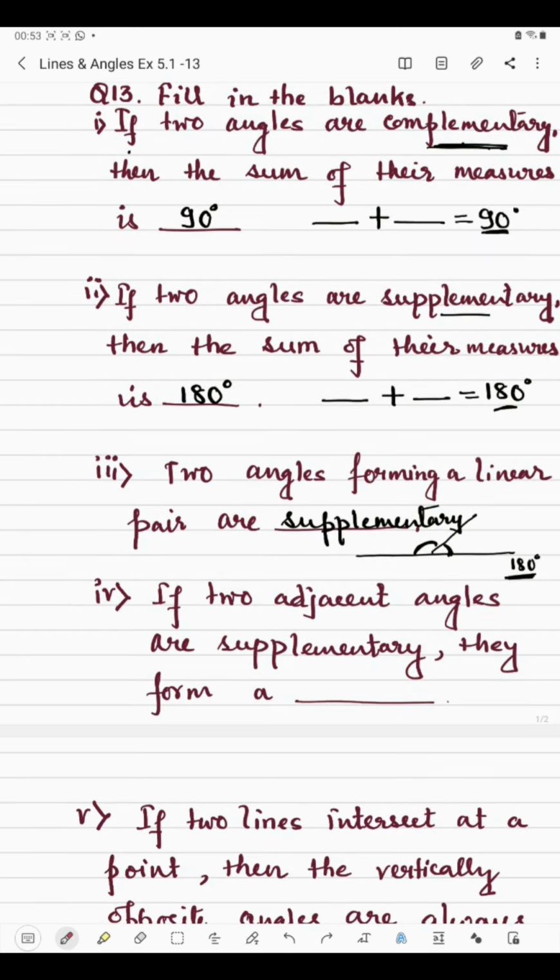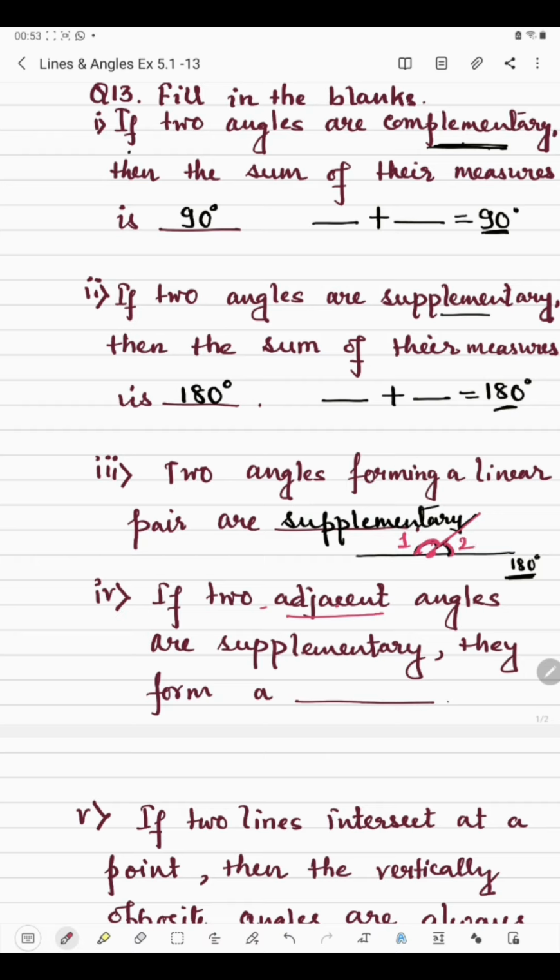Now in the fourth part we have, if two adjacent angles are supplementary, they form a dash. Now what do you mean by adjacent angle? Adjacent angles means angles in which we have a common vertex and a common arm. In this figure, this is the common vertex and this is the common arm, right? So these two are adjacent angles. Suppose this is angle 1 and this is angle 2.